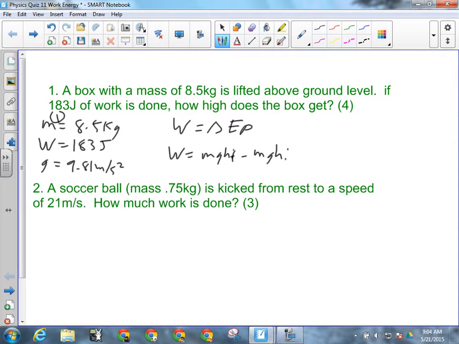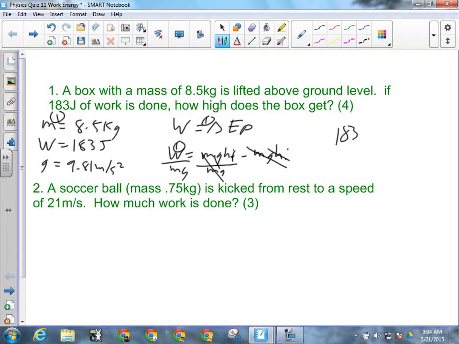So we're trying to figure out how high the box gets. So this is 0. We divide both sides by mg. Right, so give them a mark if they got to that formula. So we're up to 3 marks now. Or they may have just plugged their numbers straight in. If they did that, that's fine.